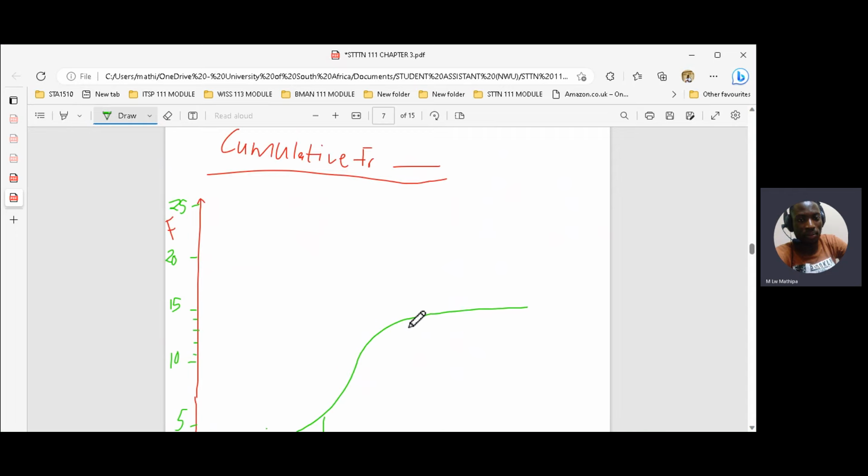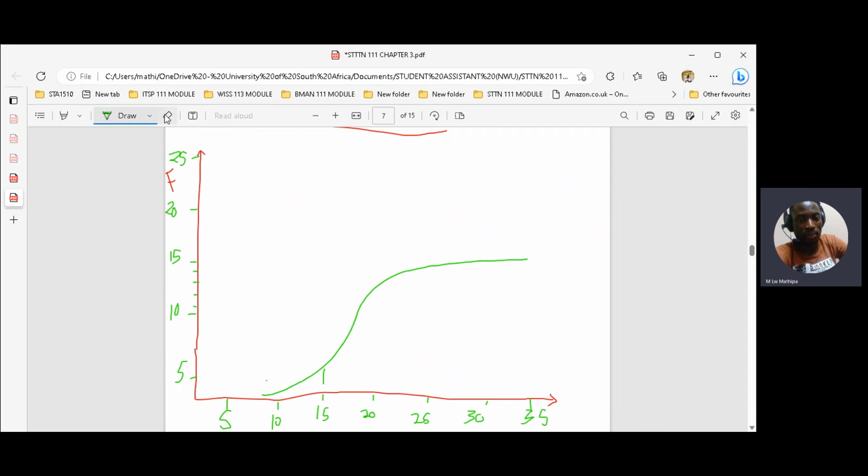Yes, let's see, 24. Oh, it's supposed to be this way here. Just to be on the safe side, it's going to be something like this. Remember, this thing is not shown to scale, so the graph will look like this.